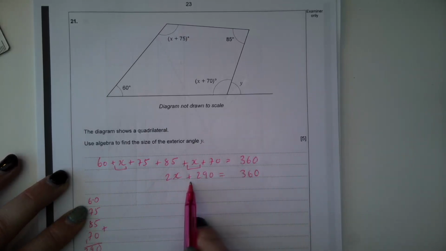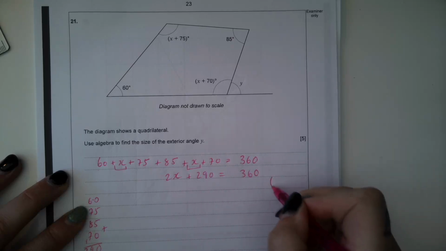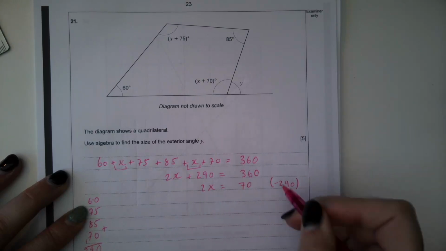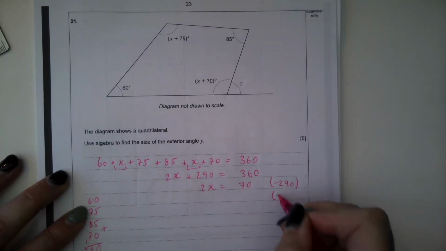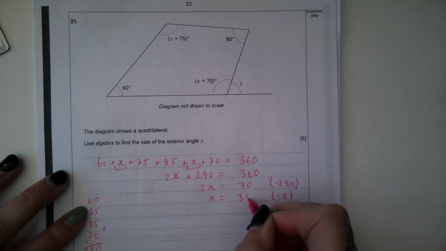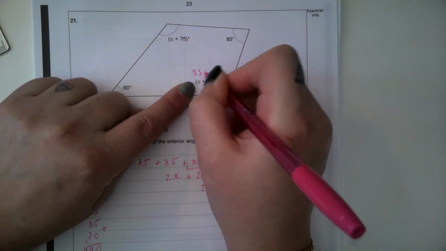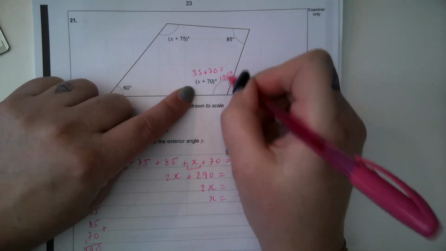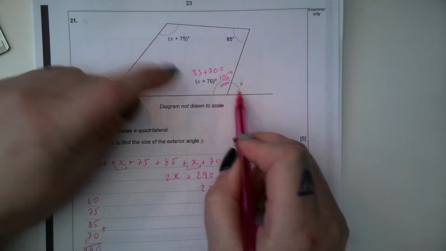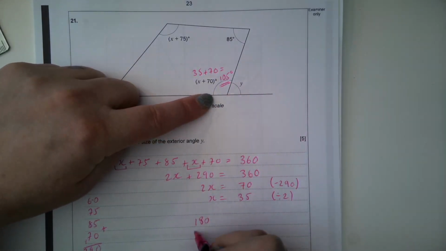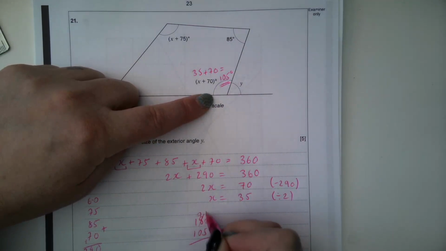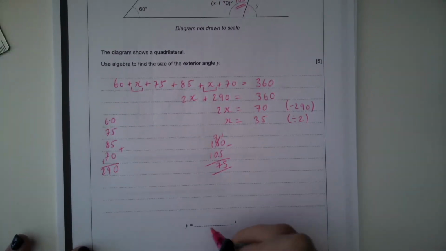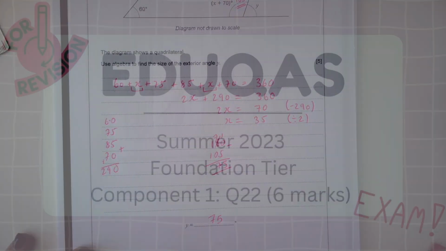We're now going to solve this for x. So the inverse of adding 290 would be to subtract 290. And the inverse of multiplying by 2 would be to divide by 2. So x is equal to 35. So 35 plus 70, substituting that x value in, tells us that this angle is 105. These are on a straight line. So 180 subtract 105 is 75 degrees. So y must be 75 degrees.